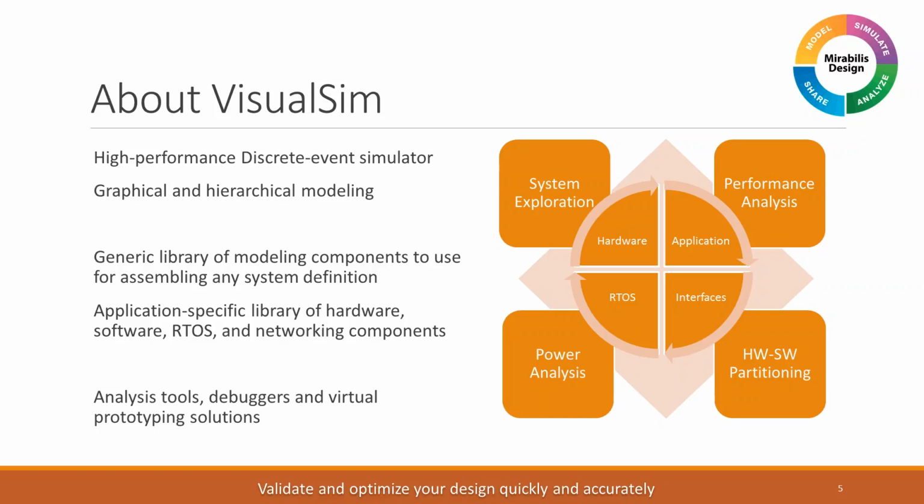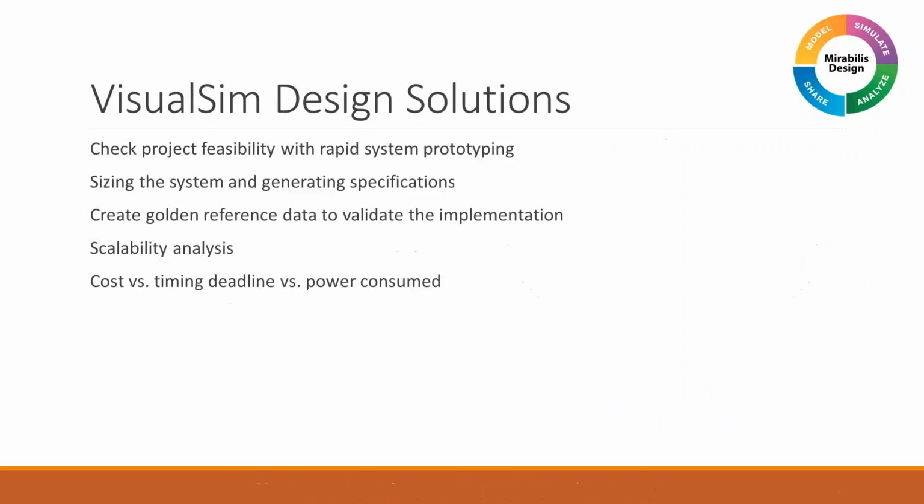We have 2 types of libraries. We have a generic library that can be utilized for a variety of purposes, anything from building a toll road network to business analysis to hardware stochastic modeling, to looking at very specific hardware, software, RTOS, and networking components. We're also going to show you some of our analysis, debugging, and virtual prototyping solutions so you can see how the system model can be extended beyond its existing scope to use it for sales and marketing purposes as well. Today's focus is going to be system exploration, which consists of power, performance, and functionality.